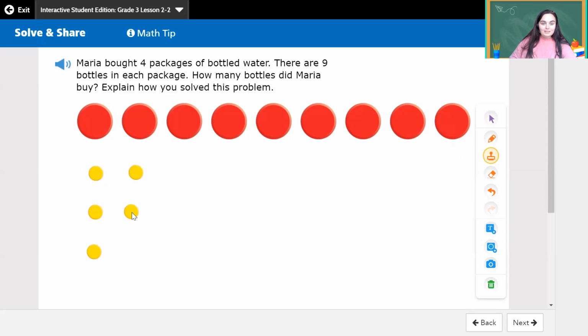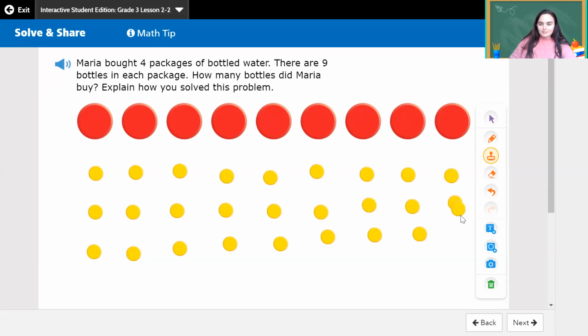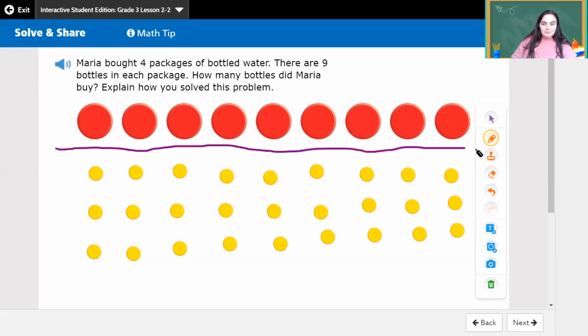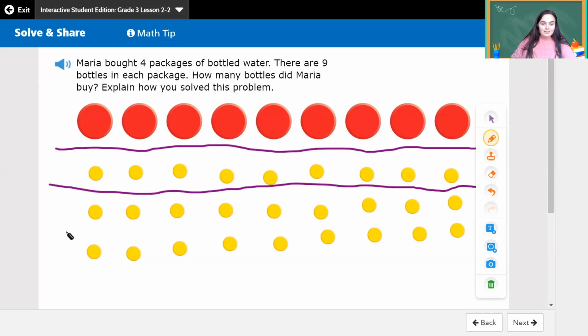We can keep adding circles to our array, fleshing in those 9 total per line. Fleshing means just adding in those 9 total per 9. Fancy word for that. Okay. If it helps you on your paper, you can also draw a line between them to keep them separated into their own little packages, because that gives us a total of 4 little packages here.